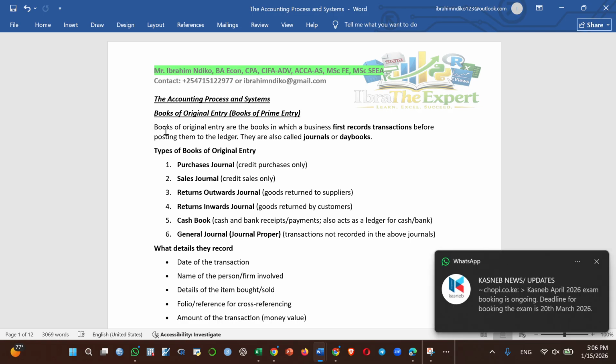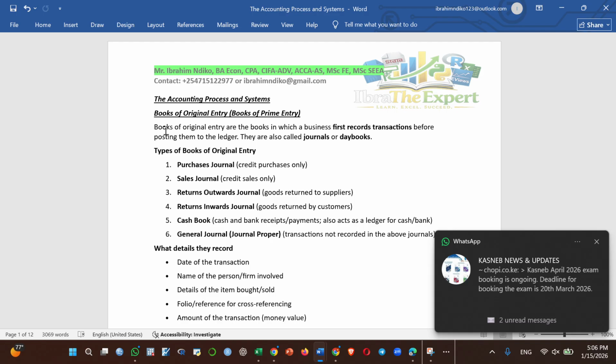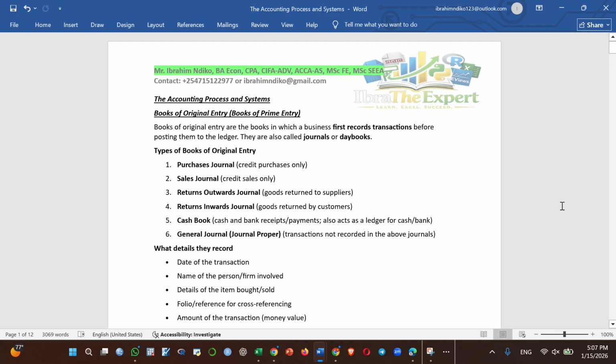Now, in this topic two, we shall concentrate on the books of original entry, or what we call the books of prime entry. These are the books in which the business first records the transaction before posting them into the ledger. So before we even do the ledgers, we need to record. That recording process is done in what we call the book of original entry or the book of prime entry.